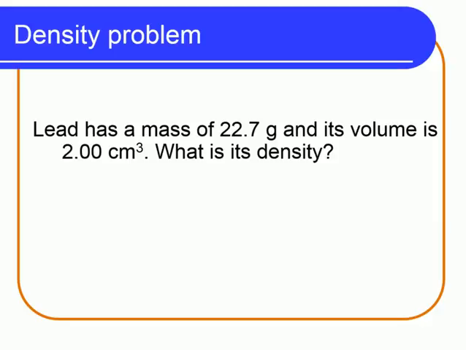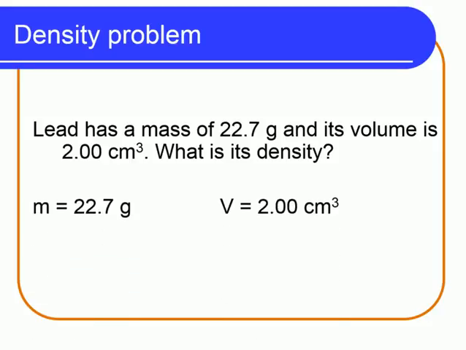So lead has a mass of 22.7 grams. This is a particular sample. It's been massed. It has 22.7 grams. It also has a volume of 2.00 cubic centimeters. I want you to calculate the density. If you need to pause the video, do that now.